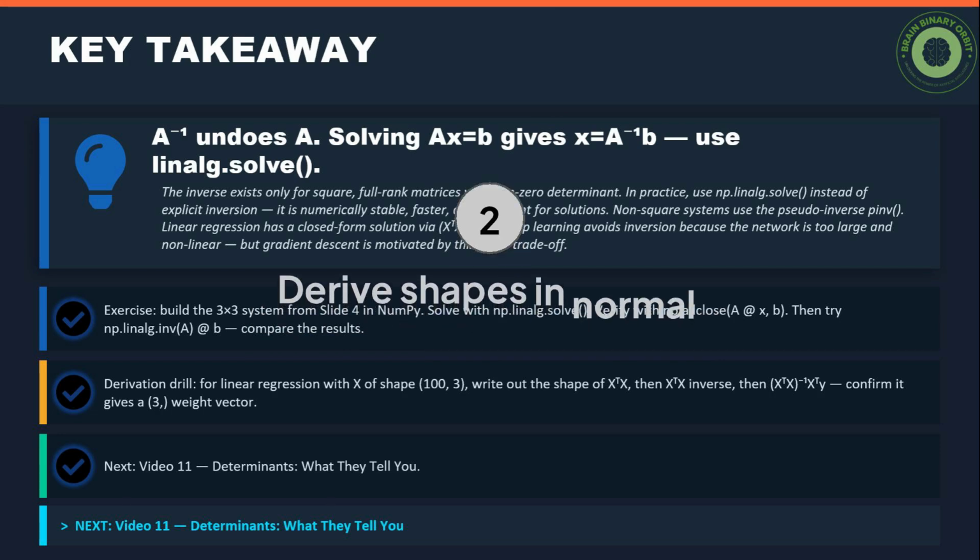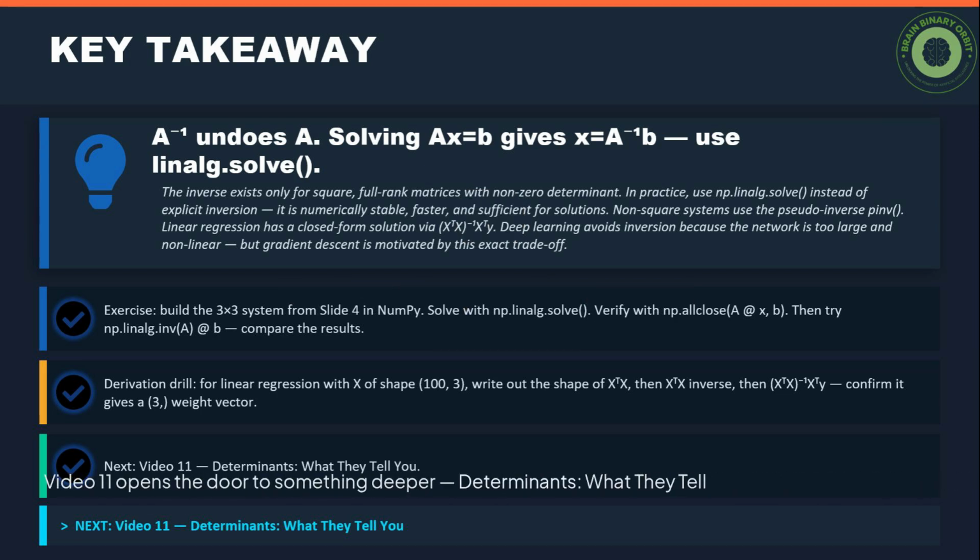You now have the complete linear algebra toolkit for reading ML papers: vectors, operations, dot product, matrices, multiplication, transpose, symmetric matrices, and now the inverse and linear systems. Video 11 opens the door to something deeper: determinants, what they tell you.